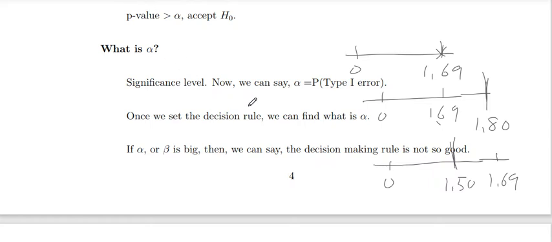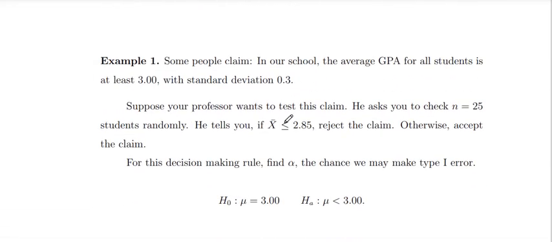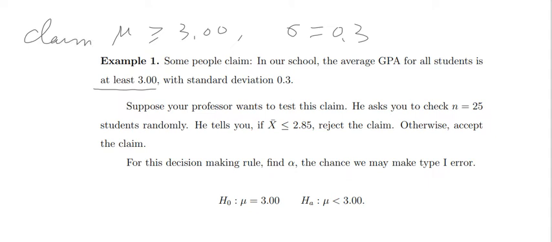So our decision-making rule is that once we have the cutoff point, we can make a decision. Now let's consider this example. Some people claim the average mu is at least 3.00, with sigma 0.3. This is some people's claim.